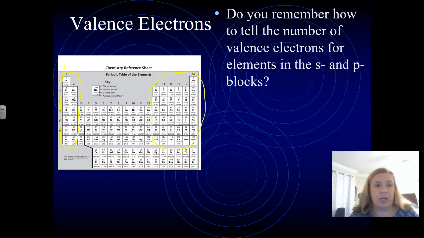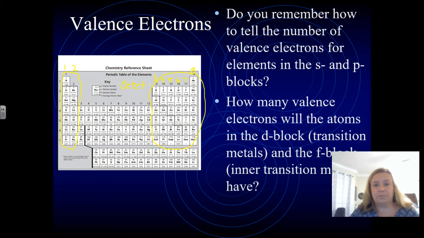So this first column, we have one valence electron, second column, two. Come over here to the third column, 3, 4, 5, 6, 7, and 8. Remember, we want the octet rule. Having 8 valence electrons is going to make the element very stable.